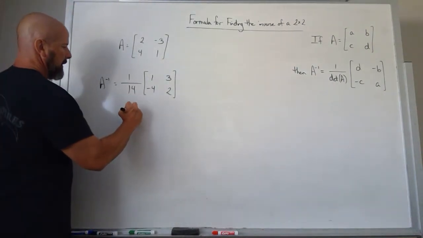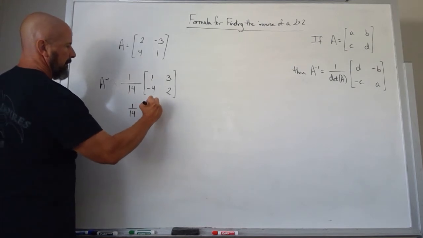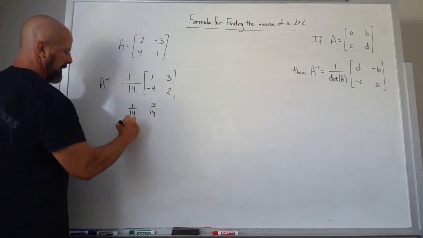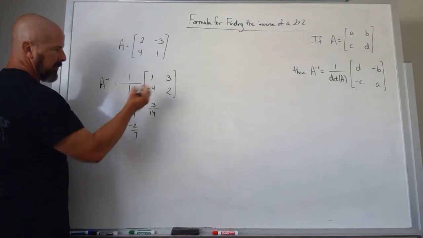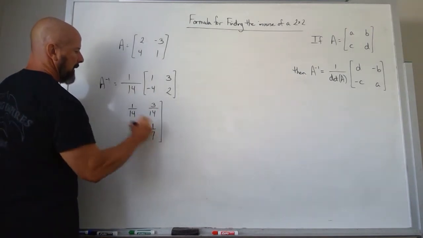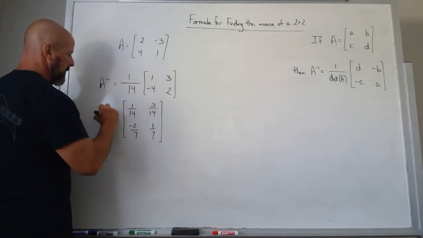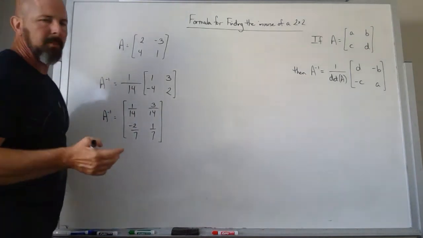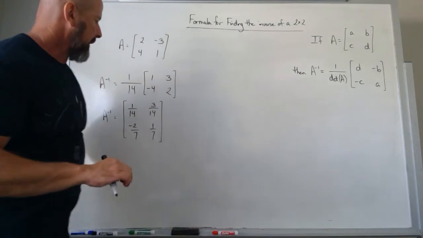So I have 1/14, 3/14, -2/7. We reduce when we can, and 1/7. That would be my inverse. So not a lot to it. The worst part, I think, is remembering the little formula. Otherwise, not a whole lot to it.